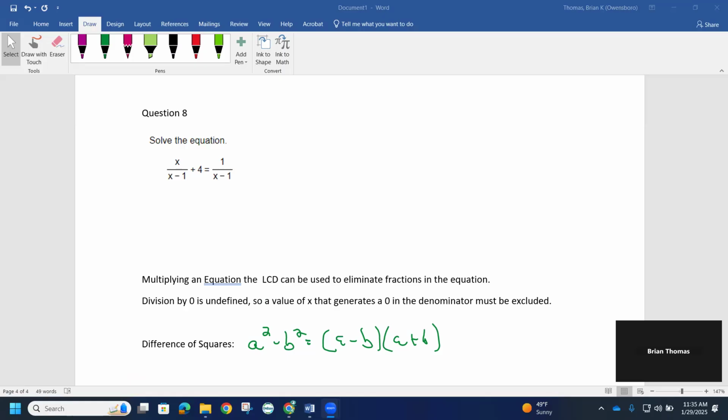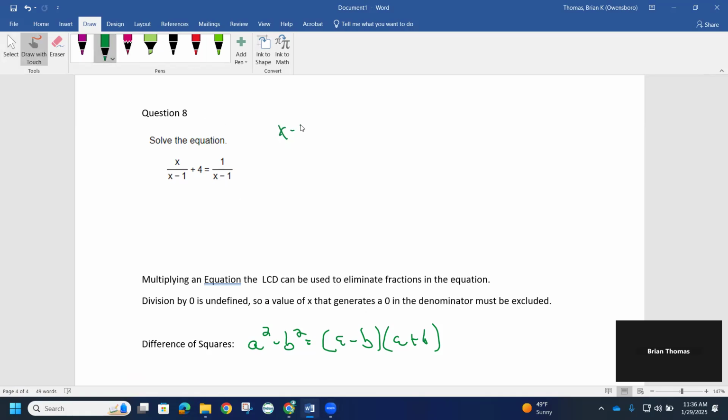So question 8 again, notice how again we have what's called a rational equation because we have the variable in the denominator as well. Division by zero is undefined, so the value of x that generates a zero in the denominator must be excluded. This x minus 1 appears twice, so we only have to worry about it one time.